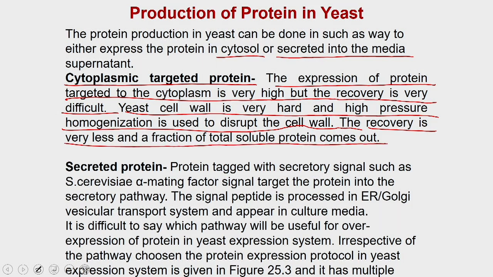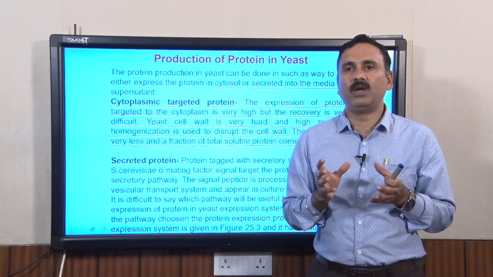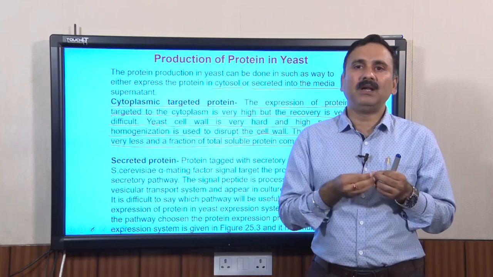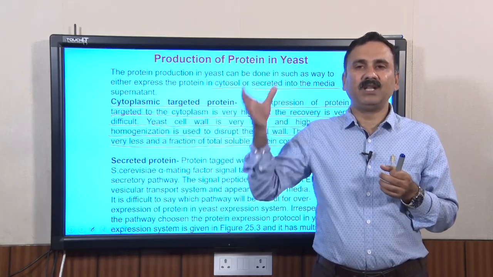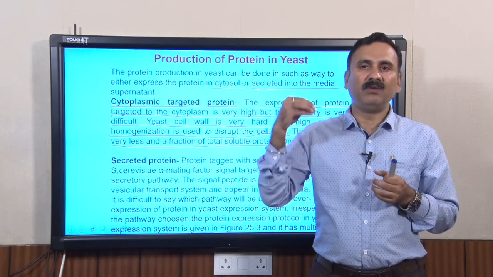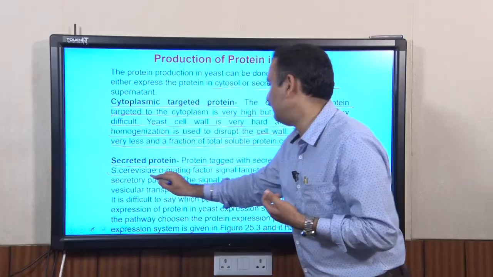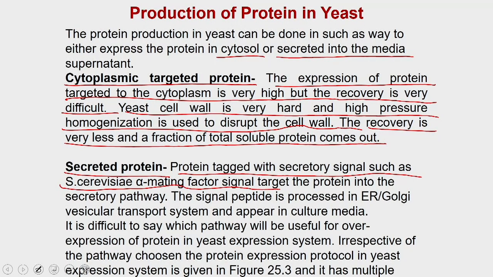So, if you overexpress the protein as a cytosolic protein, the protein production is going to be very high, but the disadvantage is that the yeast has a very strong cell wall that is not going to be broken easily. As a result, even if you use high pressure homogenizers like the French press and other kinds of homogenizers, the recovery of the protein from the yeast cell is going to be very low. Now, if you tag the protein with a secretory signal such as the S. cerevisiae alpha mating factor, that will promote the secretion of the protein into the secretory pathway, and the signal peptide is processed in E.